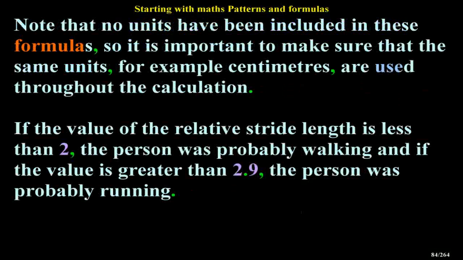Note that no units have been included in these formulas, so it is important to make sure that the same units, for example centimeters, are used throughout the calculation. If the value of the relative stride length is less than 2.0, the person was probably walking, and if the value is greater than 2.9, the person was probably running.